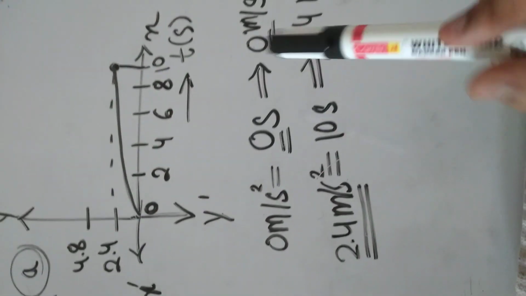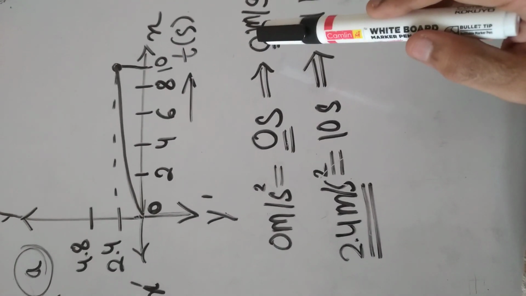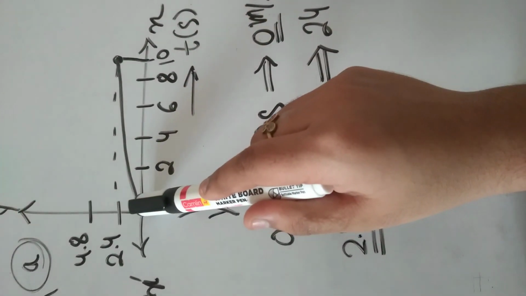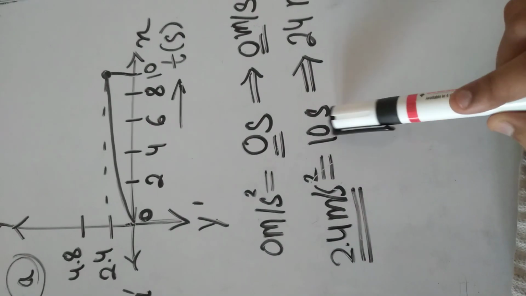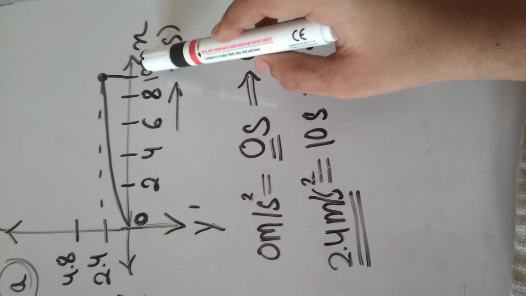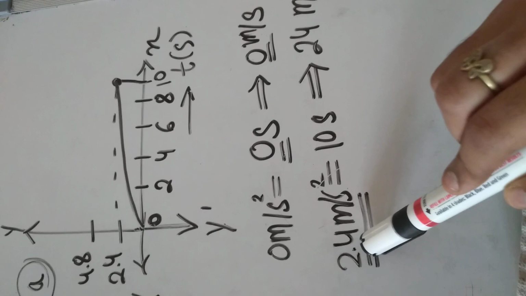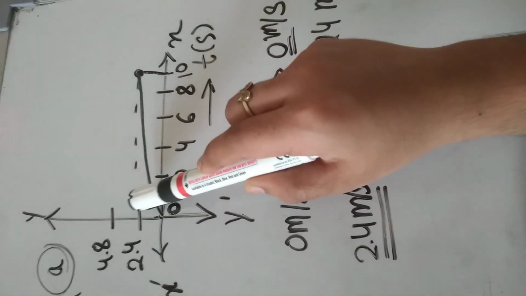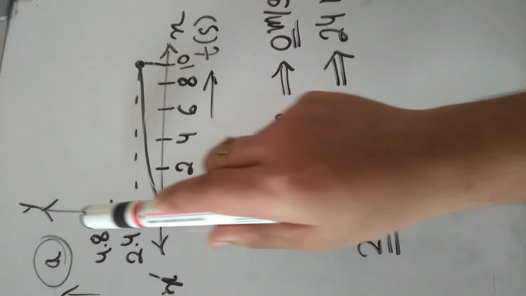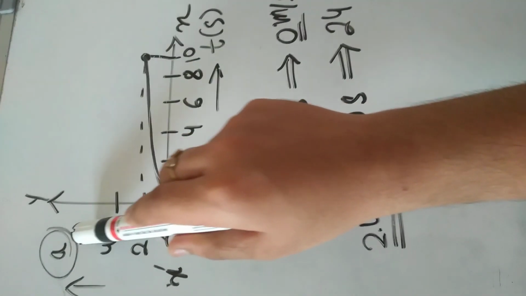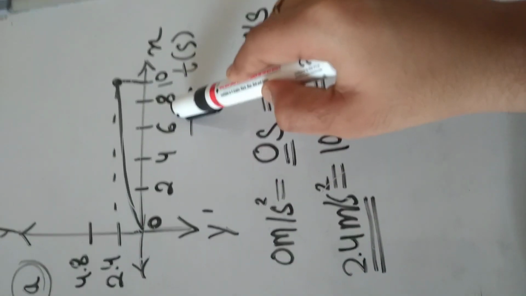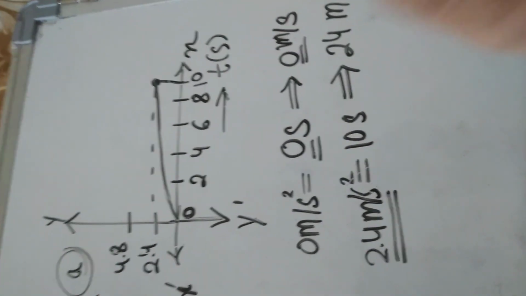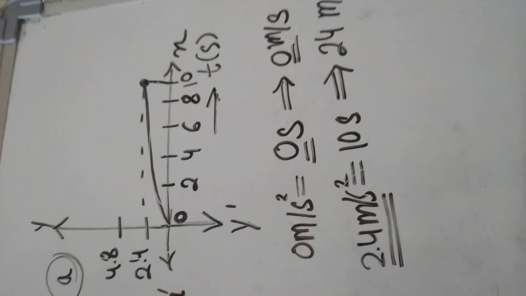So this graph shows us that at time 0 seconds, the acceleration is 0, so it is at the origin. But at 10 seconds the acceleration is 2.4 meter per second square, so it is at this point. This graph shows us change in velocity, meaning acceleration, with respect to time. It shows the function of time for motion representations.